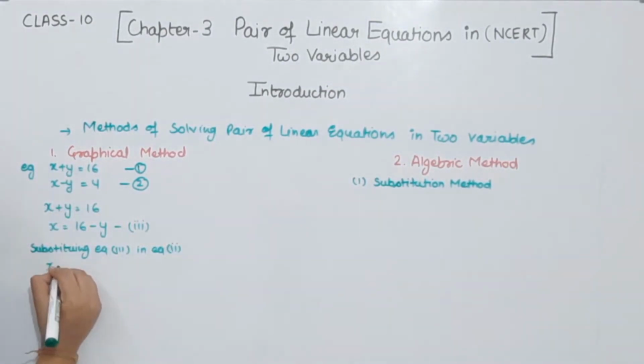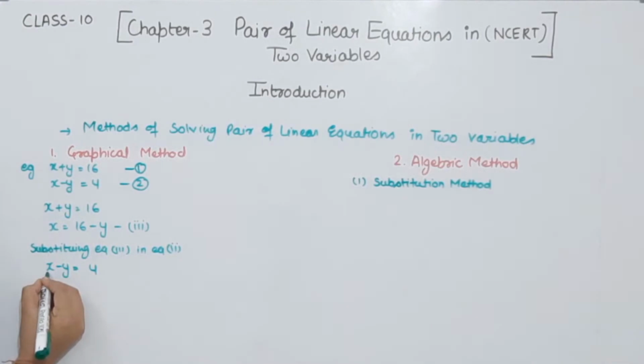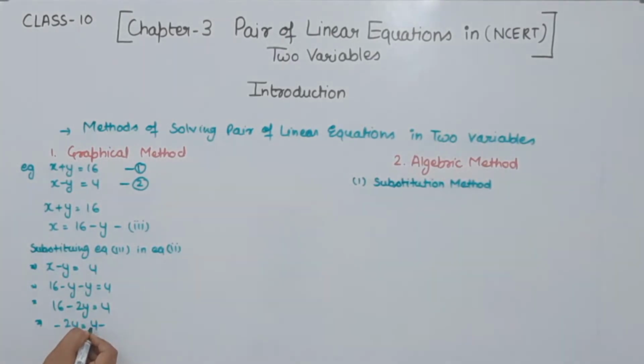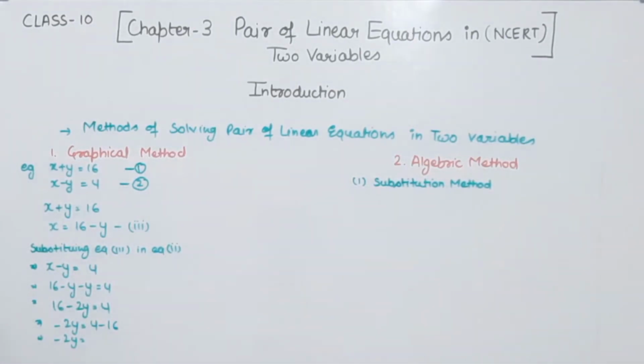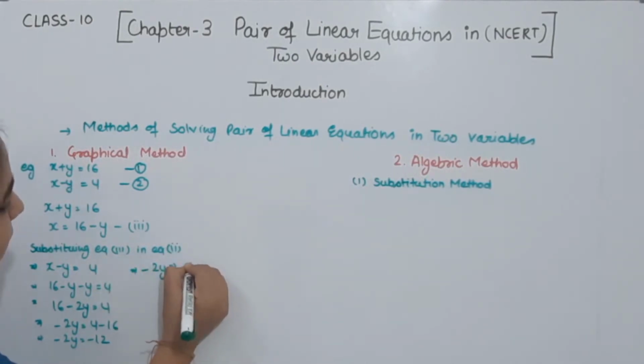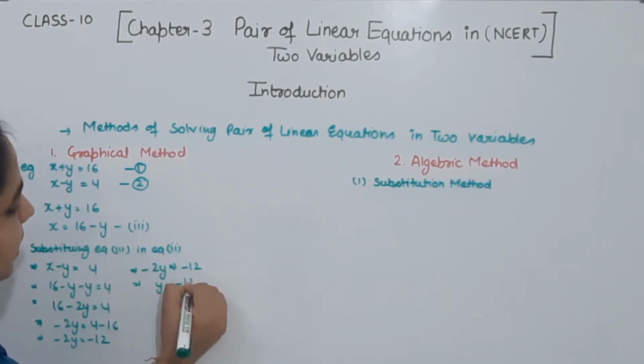So equation 2 we are having is x minus y is equal to 4. Now at the place of x we are going to write 16 minus y, and here we are having minus y is equal to 4. Now when I solve this one we are having 16 minus y minus y, that is 16 minus 2y, is equal to 4. Now we are going to transpose this 16, so we'll have 4 minus 16 here. So we'll have minus 2y is equal to 4 minus 16, which is minus 12. So now we are having minus 2y is equal to minus 12. Now y is equal to minus 12 by minus 2.